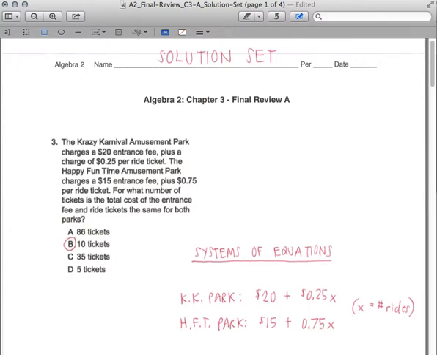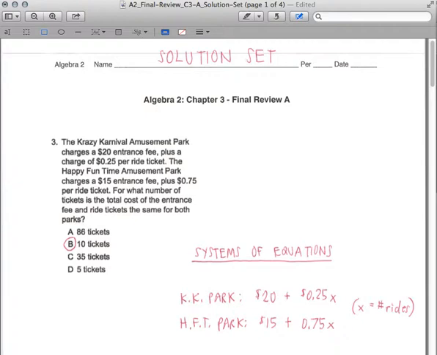Okay, let's take a look at the final exam review for Chapter 3, which deals with systems of linear equations. A system of equations is just multiple equations. So a system of linear equations is just more than one line on a graph, and that line can represent many different things. Let's take a look at the first example, a word problem that involves two different models for the price of an amusement park.